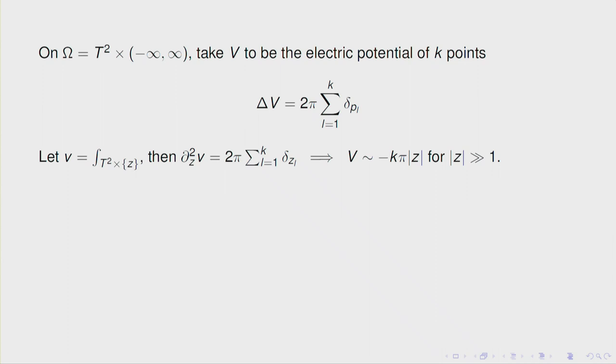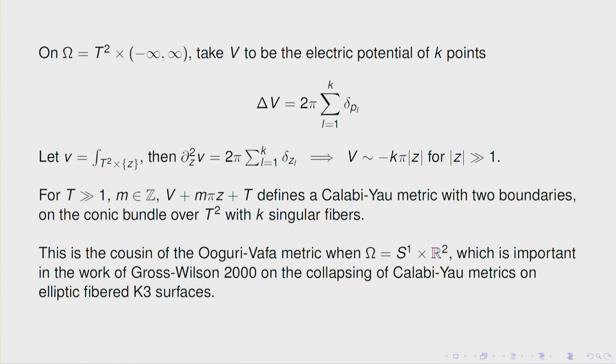standard electrostatics problem. You take the electric potential of k points on this product, this is the Green's function, and if you average over the T2 fiber, you will get a Green's function on a one dimensional space, and it's just a piecewise linear function. You can see that this V will behave like this at infinity, and then you can add linear functions. But you want V to be positive, so it is only positive in a bounded domain, and that's exactly this neck region. And you want this to have two ends to match the two Tian-Yau models.